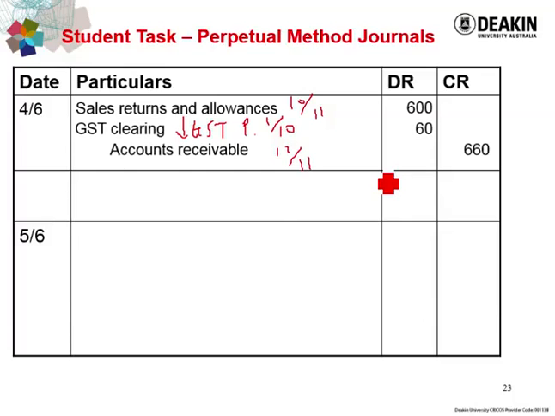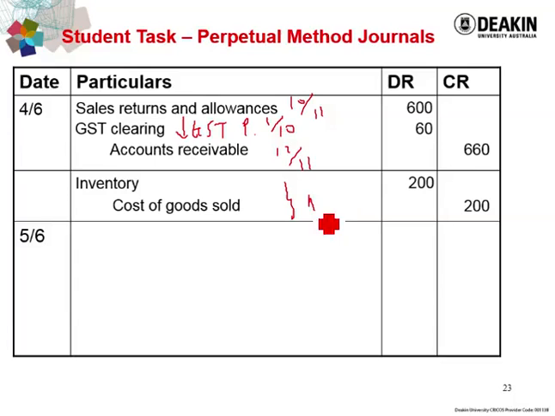Then we also have to adjust our cost of goods sold because we receive the inventory from clients. We debit inventory and we credit cost of goods sold $200, and again there is no GST effect here.